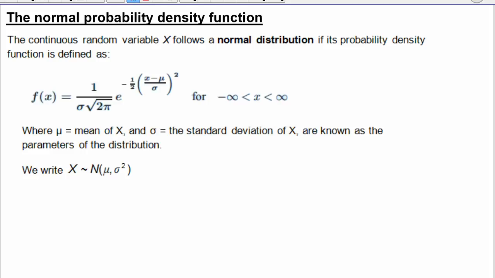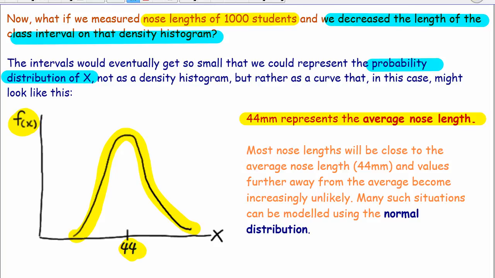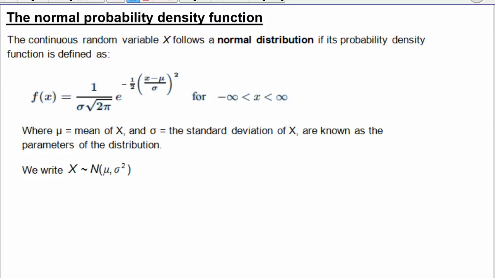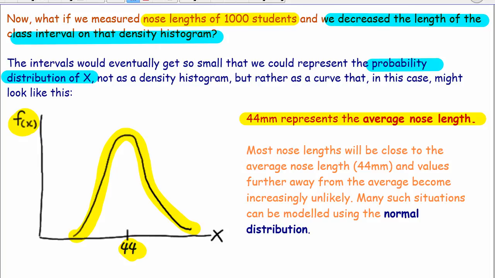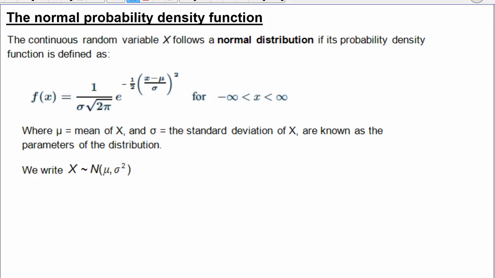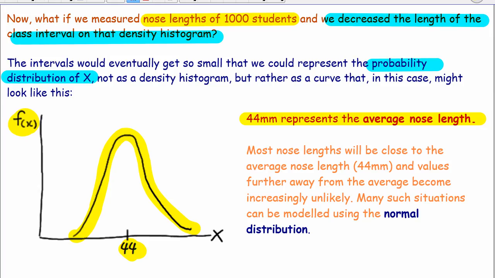So what we've noticed from this page is that what we have here is a function. But what really is this function? A normal probability density function is a function that models a continuous random variable x. The nose lengths here form a normal curve, and that's why you can use this function, the normal distribution function, to model this data. The continuous random variable x follows a normal distribution if its probability density function is defined by this. So this function would model this data.